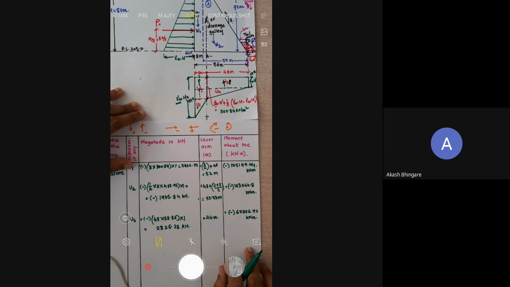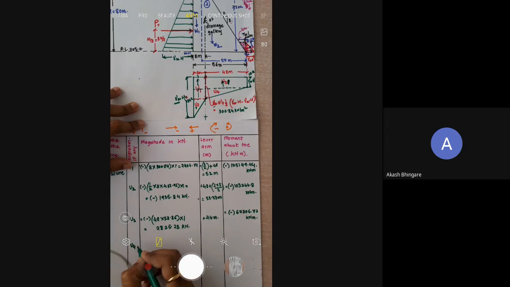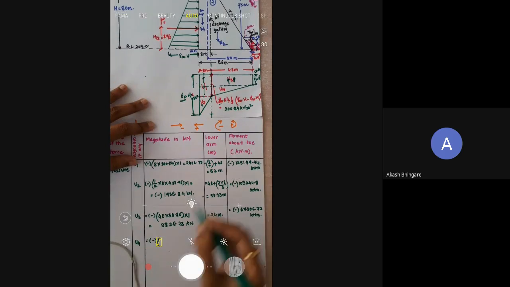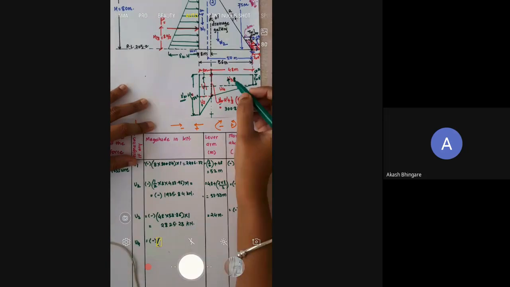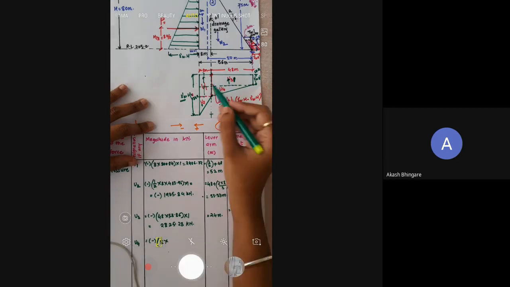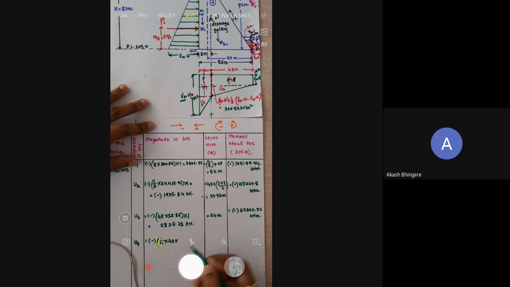72.76. Okay, doesn't matter. So U4, again a triangle is there. Vertically upward force, therefore minus sign, negative. What is the force? U4 will be area of this triangle. So half base into height. Base, say 48, height of this triangle. You can write this ordinate.